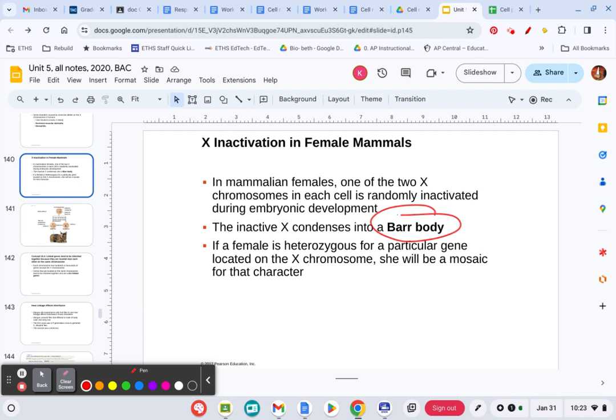If a female is heterozygous for a particular gene that's located on the X chromosome, she'll be what you call a mosaic for that character. And I can give you an example of that.